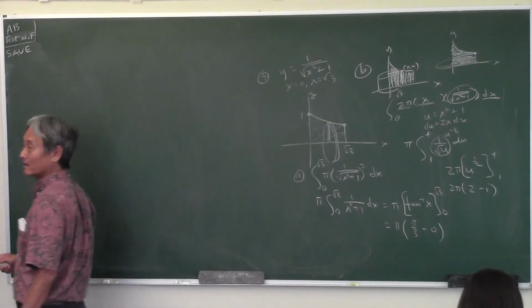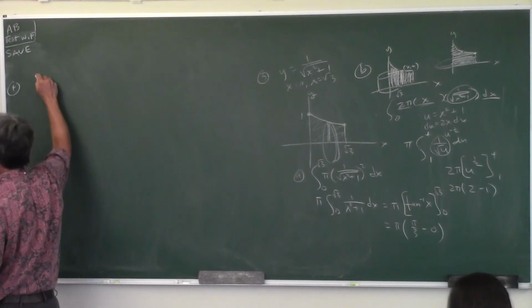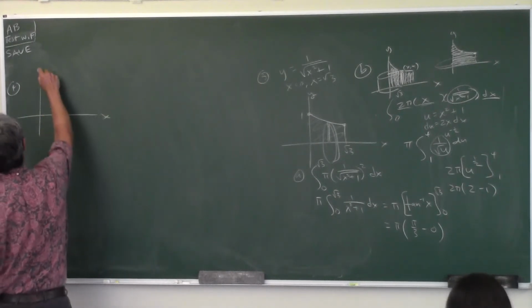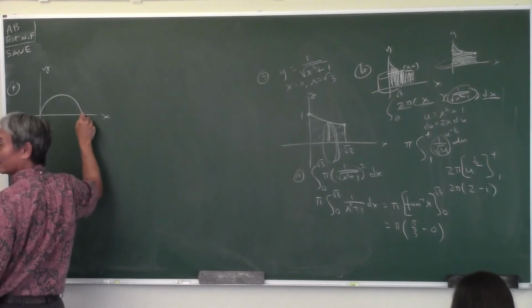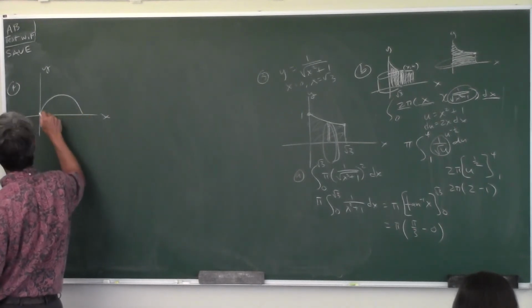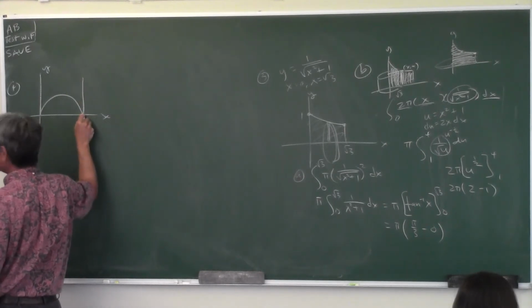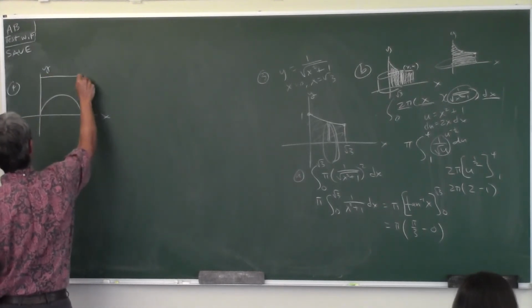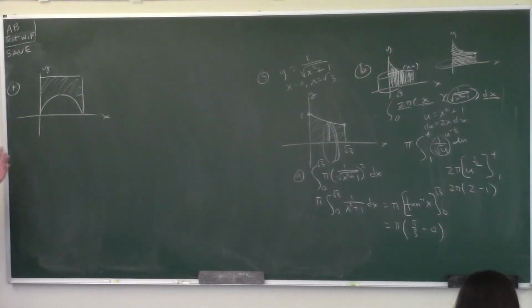Moving on. Oh, we got some trig here, people. Test: R is the region bounded by y equals sine x, x equals 0, x equals pi, and y equals 2. Here's the region.